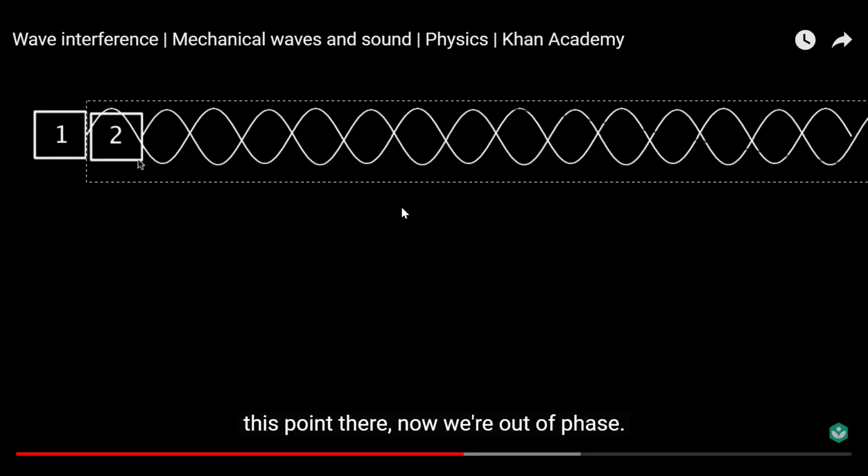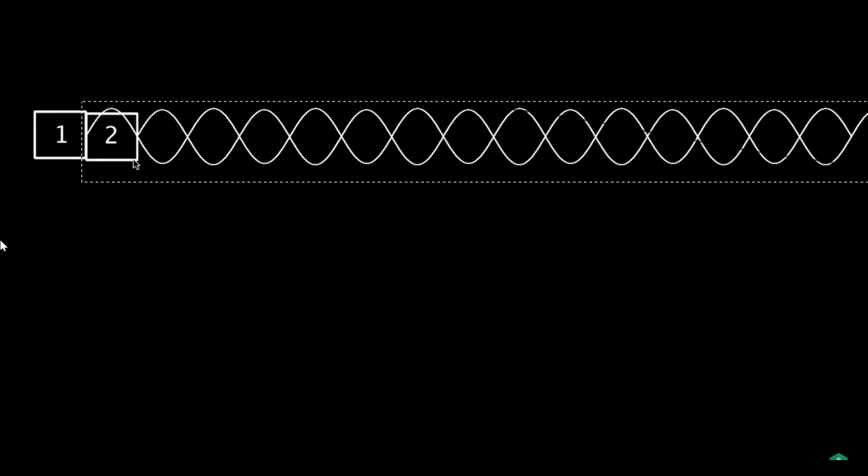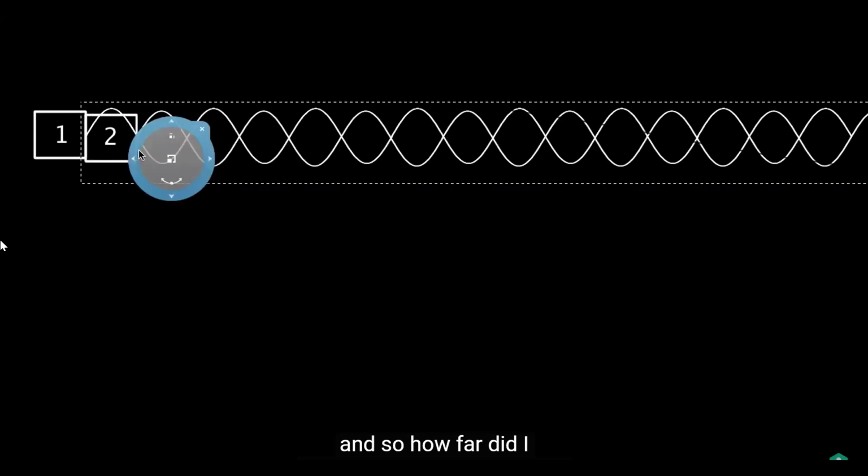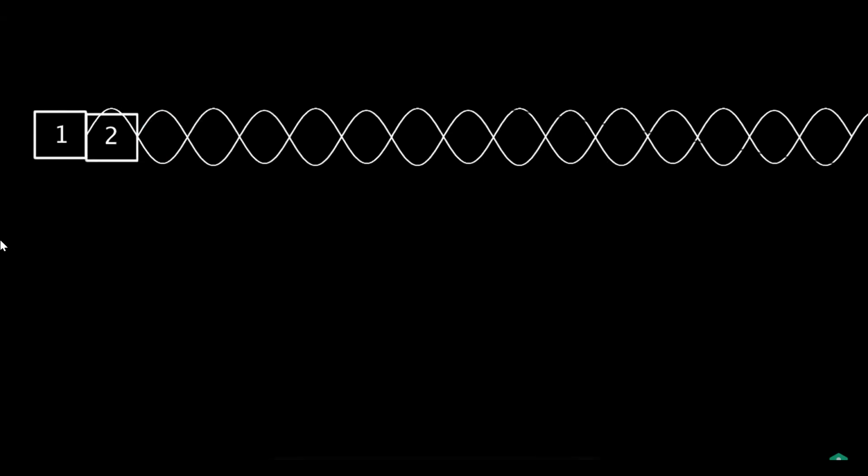Now we're out of phase. Now I have destructive interference. And so how far did I move my speaker forward? If we look at it, here was the front of the speaker originally, right there. Here's the front of the speaker now. If you look at this wave, how much of a wavelength have I moved forward? The amount of wavelength that you had to move forward was 1/2 of a wavelength.